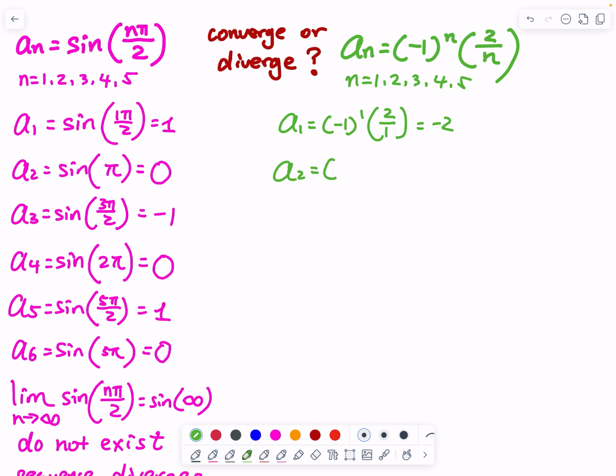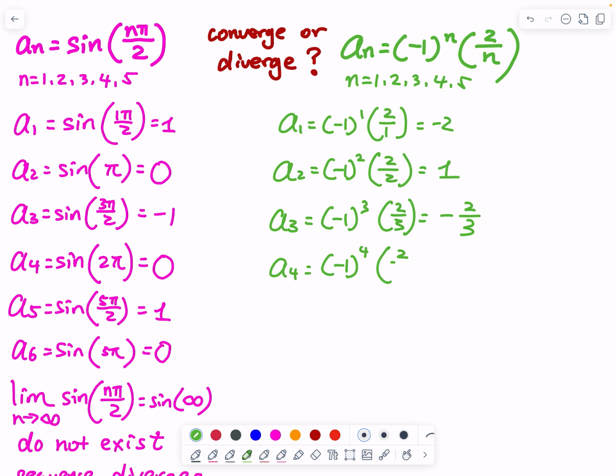And then a2, -1 squared, and then 2 divided by 2, that is equal to 1. So we can see that -1 to the n power makes the negative sign alternate. When n is even, -1 to the even power gives a positive. When n is odd, you have -1 to the third, and then 2 over 3, which gives you a negative. And then a4, -1 to an even power again, 2 over 4, that is equal to 1/2. And then a5, that is -1 to the fifth, 2 divided by 5, that is -2 over 5.